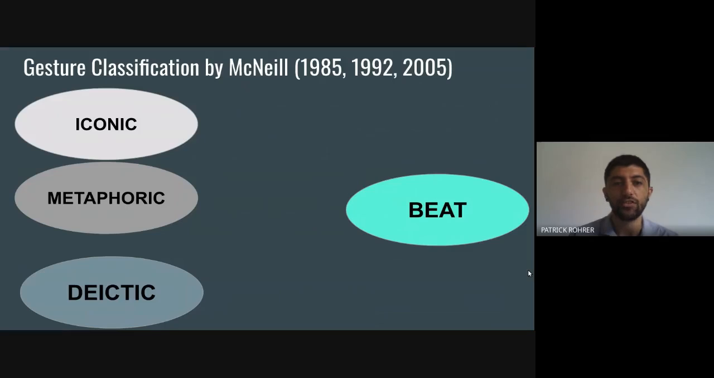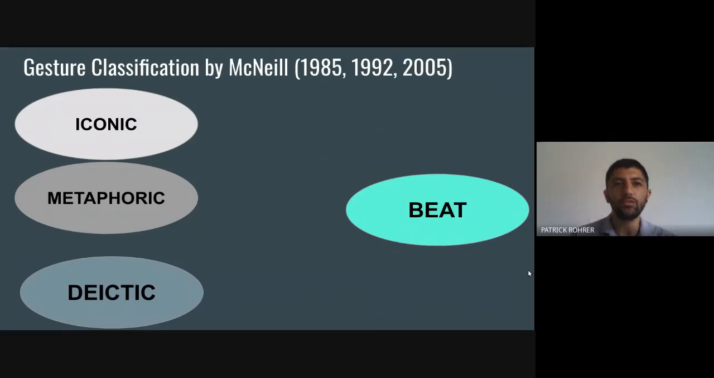And of course, we also have to take into account that the gestures on the left, the iconic, metaphoric, and deictic gestures, are all referential gestures that are defined on their semantic function. So each of these brings semantic meaning, and so this is how they have been classified. On the other hand, on the right side, we have the beat gesture, which instead of being classified by its function, is classified by its form. It's been defined as a simple up and down movement that adds emphasis to speech.